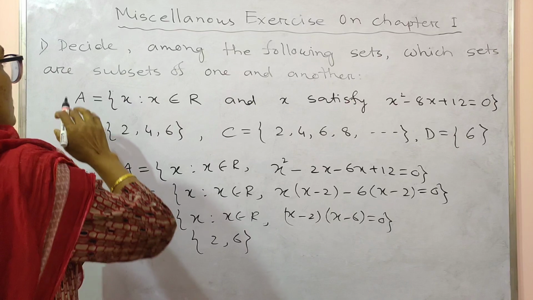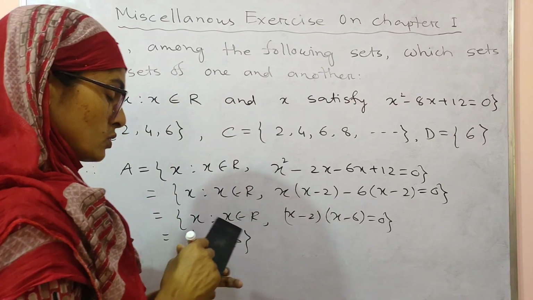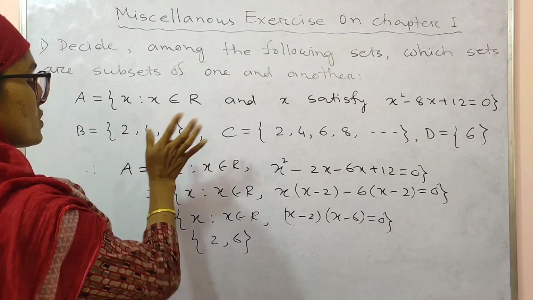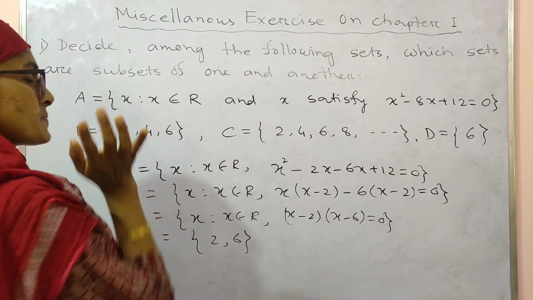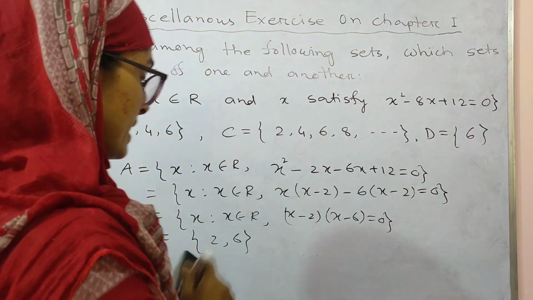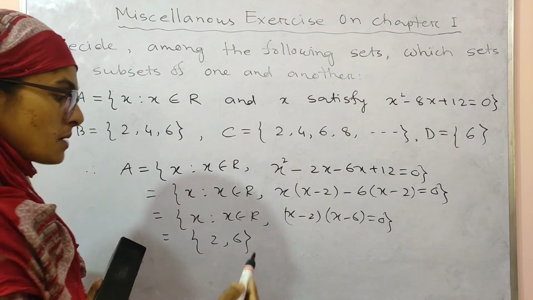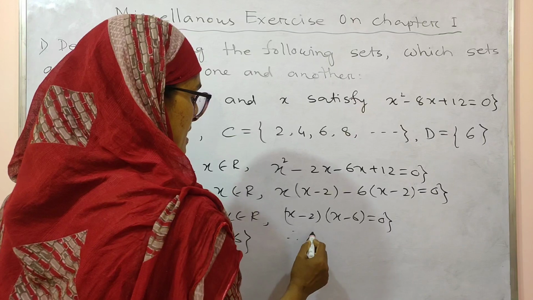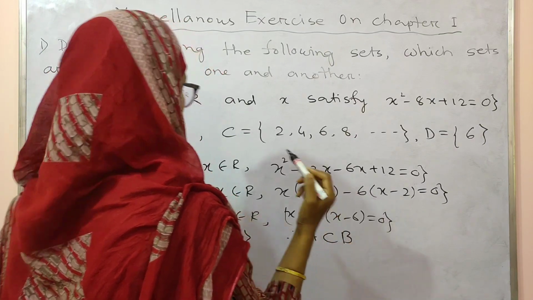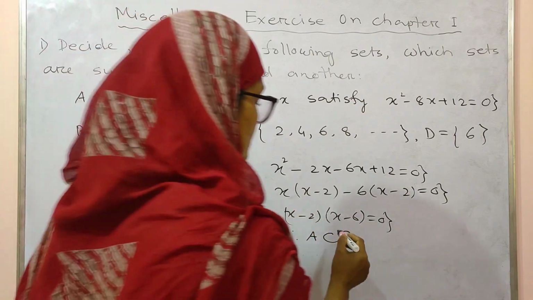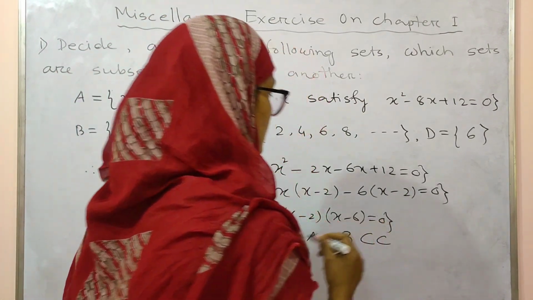Now you have to check which are the subsets of which one. So here A is {2, 6} and B is {2, 4, 6}. So A is a subset of B. You can write A is a subset of B. Next, B is a subset of C, you can write.